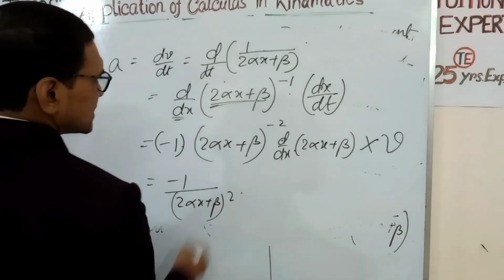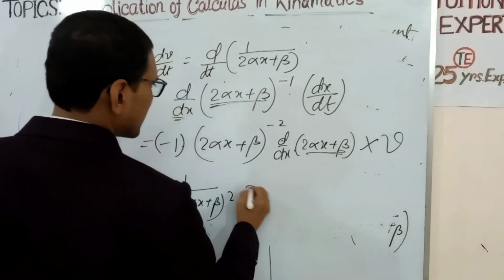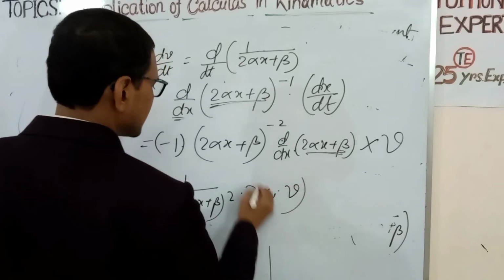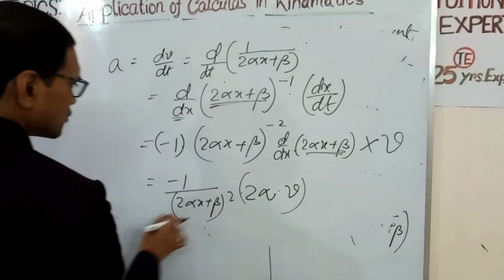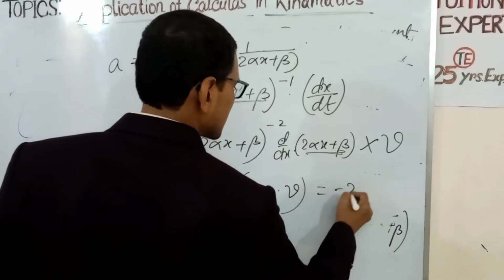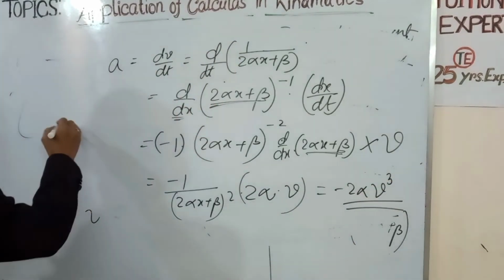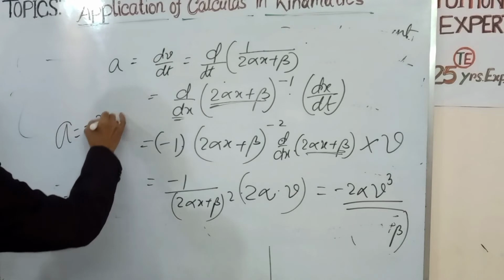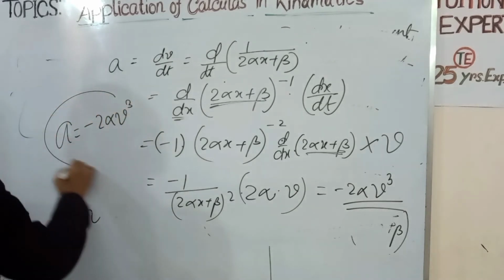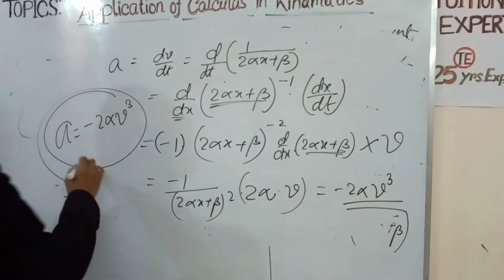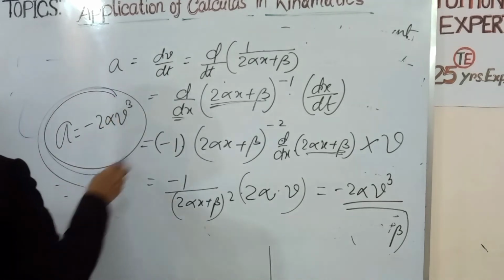so minus 1 into whole square into the derivative of this equals 2 alpha into v. Now this is equal to v square, that is minus 2 alpha v cube. So a equals minus 2 alpha v cube. This is the retardation. This is the answer.